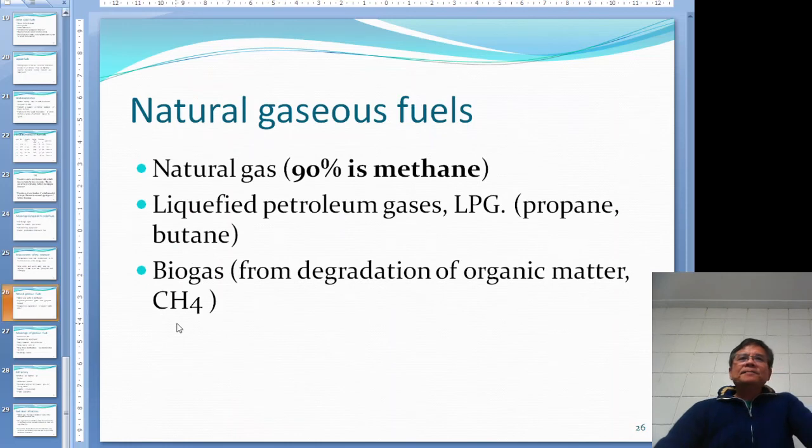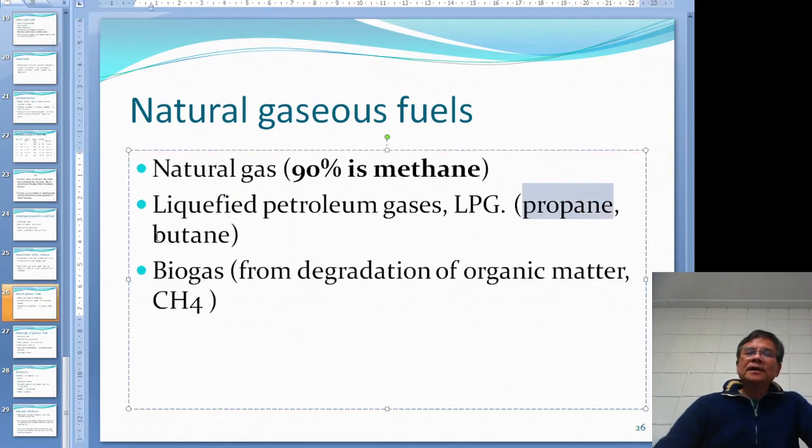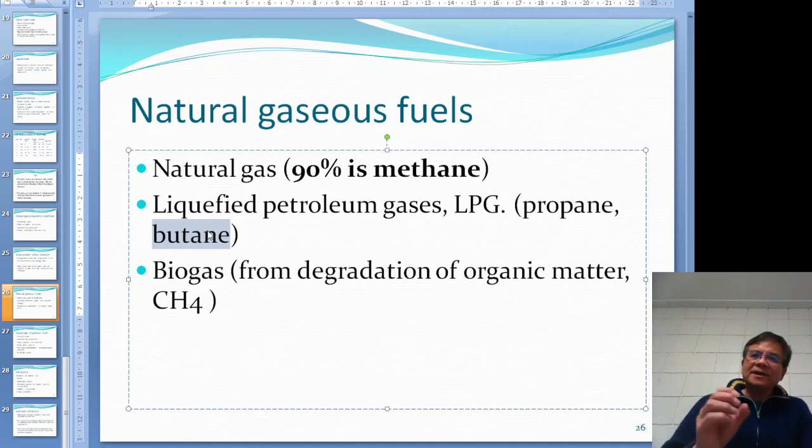Okay. Now, for the natural gas fuel, 90% is methane. Some of them is liquefied petroleum gas, the LPG. Now, the propane and butane, this one is C3 and C4. Those are already liquid at a certain pressure, so you can burn it like that too.